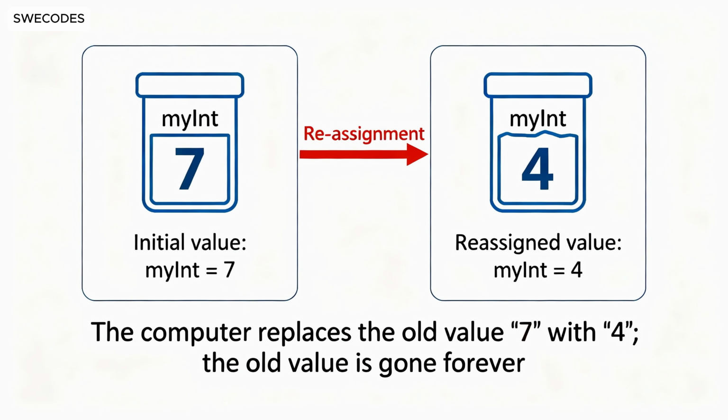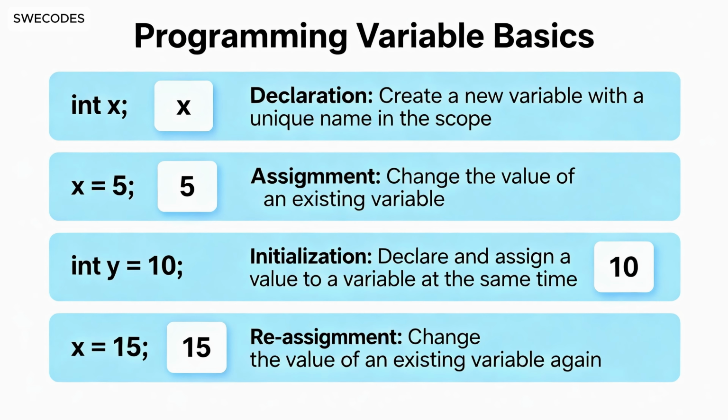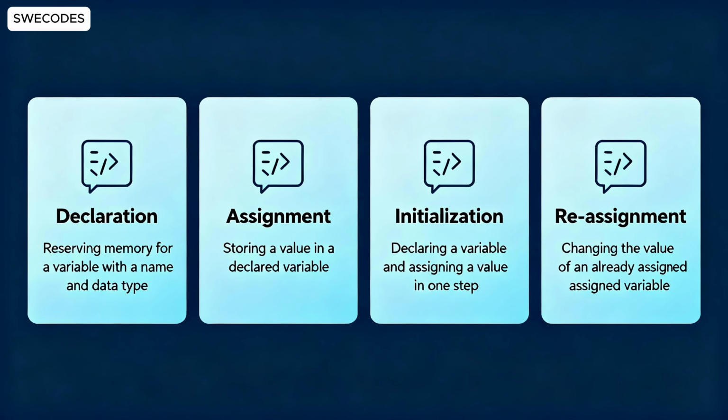But here is the critical rule. You only declare it once. You can reassign a new value 1,000 times, but you must never try to declare a variable with the same name again in the same scope. The box is already built. You don't build a new box with the same label. You just change the contents of the one you have. These 4 actions, declaration, assignment, initialization, and reassignment, are the most fundamental building block of all programming.